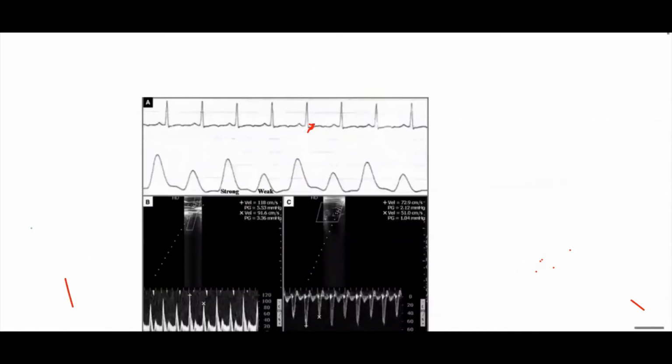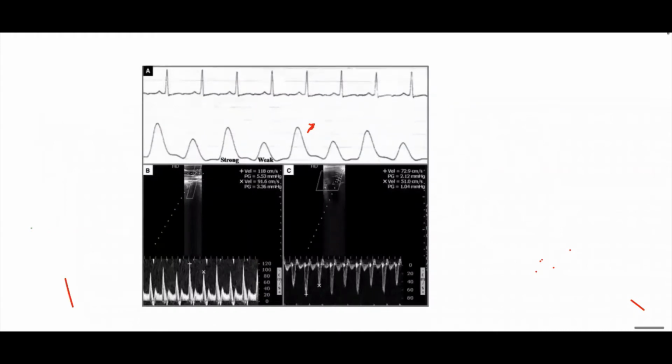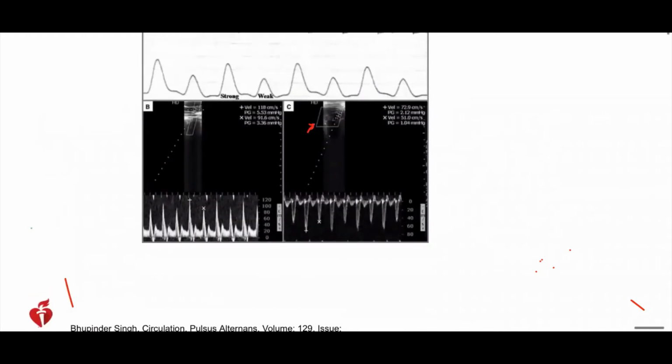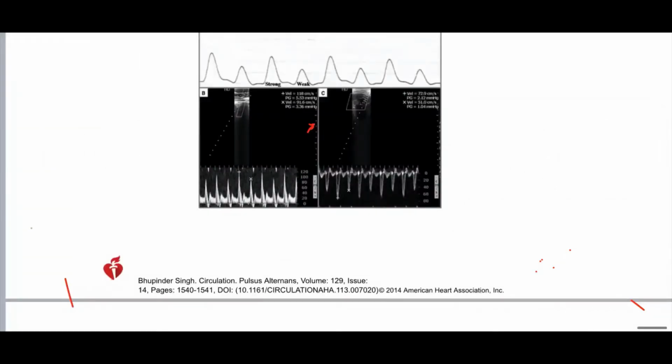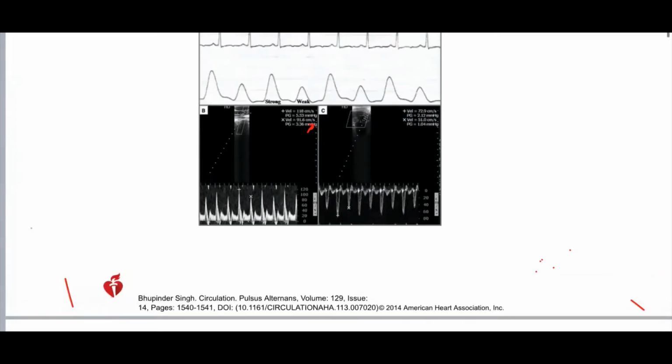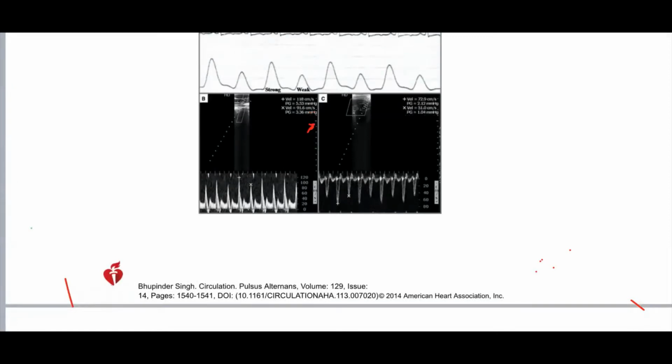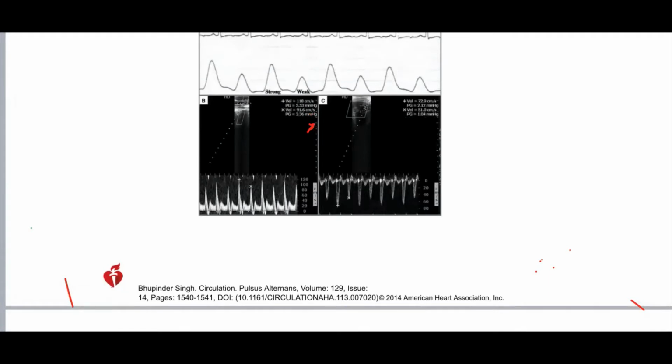What is this? What do you see here? Pulsus alternans. What does that indicate? Severe LV dysfunction. Does it have anything to do with electrical alternans? No. That's an ECG and that's pulse.